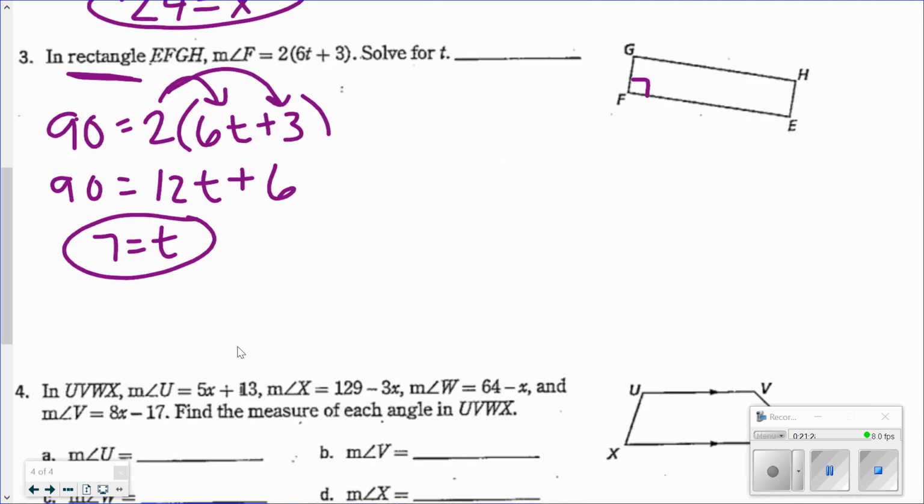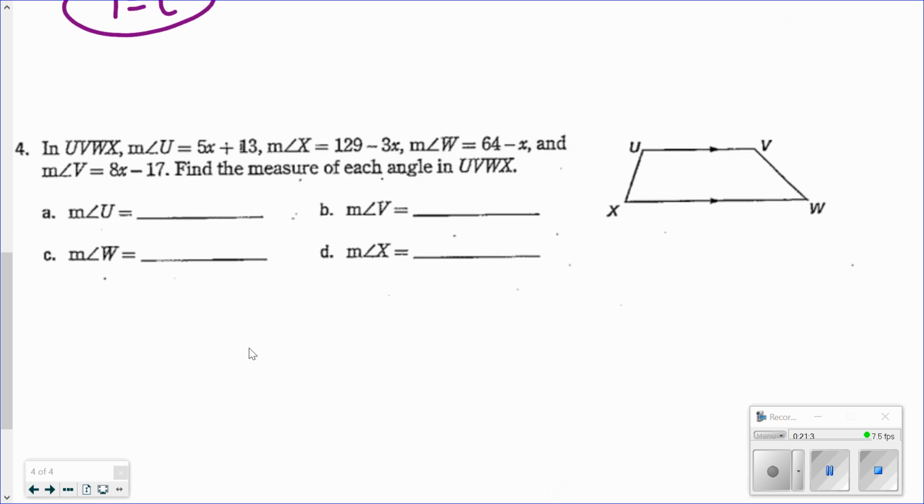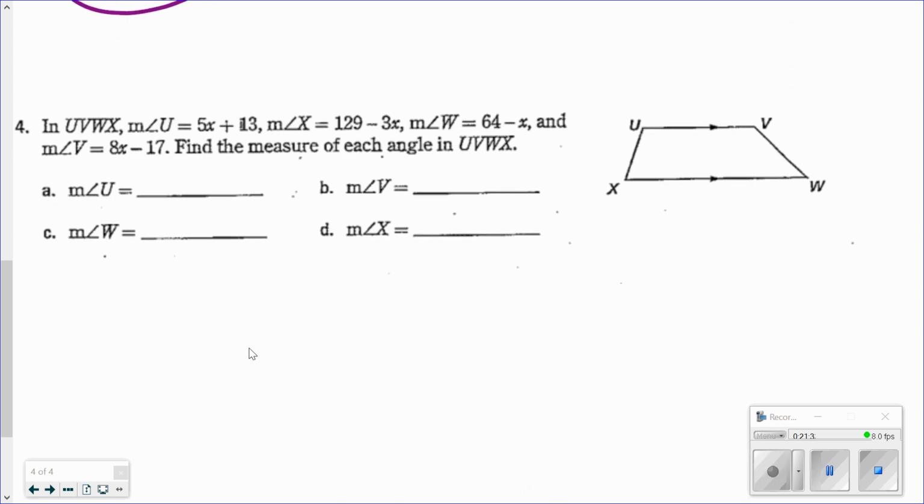All right. And our last problem for the study guide, in UVWX, we know that the measure of angle U is equal to 5x plus 13. The measure of angle X is equal to 129 minus 3x. The measure of angle W is equal to 64 minus x. And the measure of angle V is equal to 8x minus 17. Find the measure of each angle in this quadrilateral.